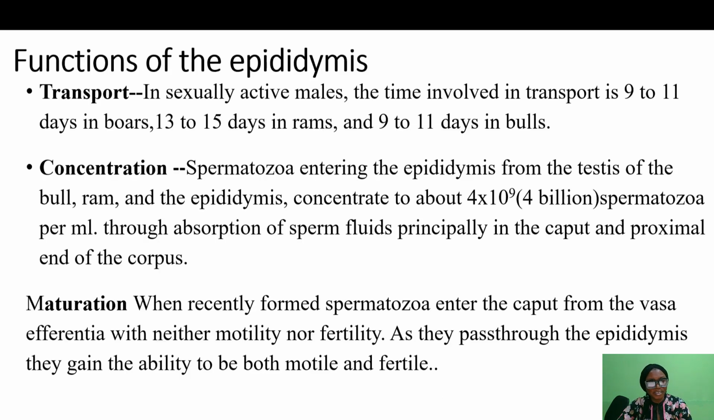Now, let's go to the function of the epididymis. The epididymis is an important organ of the male reproductive system because of three major functions. We have transport. In sexually active males, the time for sperm cells to be transported is about 9 to 11 days in boars, that is male pigs, 13 to 15 days in rams, that is male sheep, and about 9 to 11 days in bulls, that is male cattle.